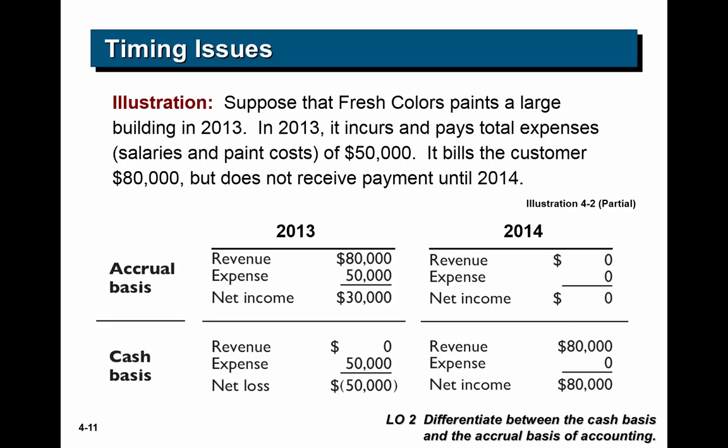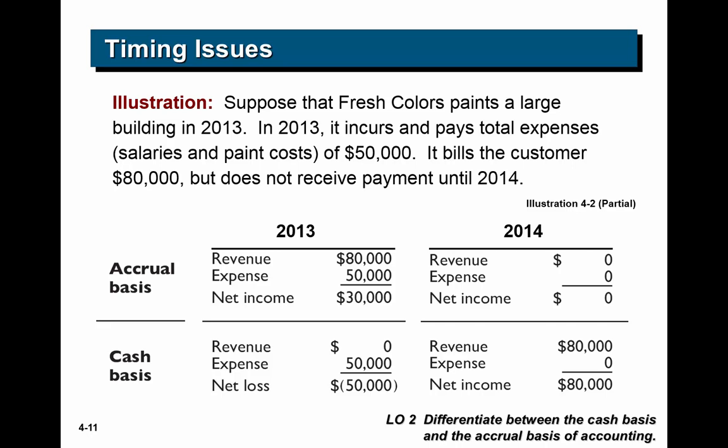All right, so here's an example of why we bother with all this trouble of accrual-based accounting. Here's Fresh Colors Paint. It's a large building in 2013. In 2013, it incurs and pays total expenses, salaries and paint costs of $50,000. It bills the customer $80,000, but it does not receive payment until 2014. Maybe they did the job in December, right?